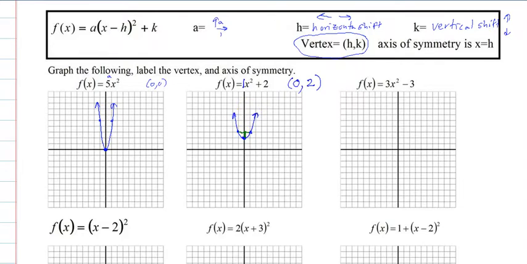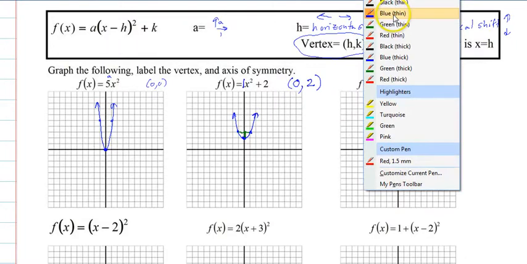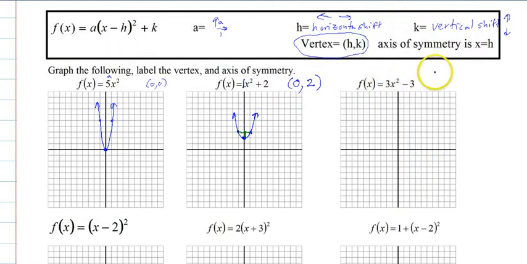Okay, let's do a couple more. Alright, so this one, nothing's being added, so we get a 0. But we do have a -3. So we go down 3, put a dot. And that's our A. It's 3, so we go up 3 over 1, up 3 over 1, and graph. So 5, you go up 5 over 1, 3, you go up 3 over 1.